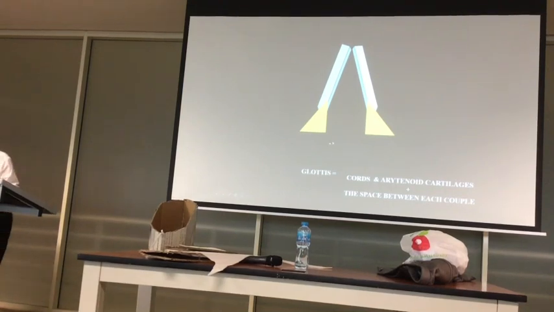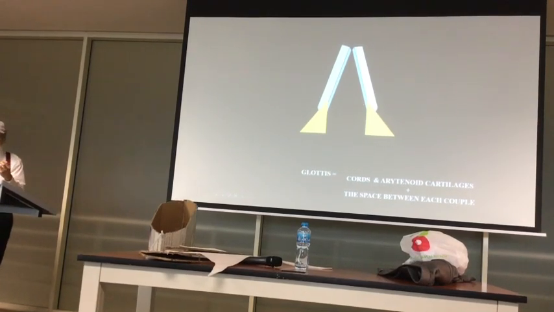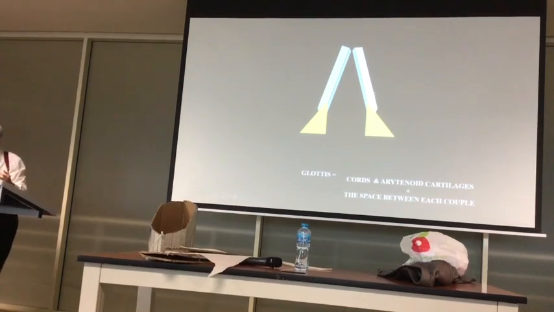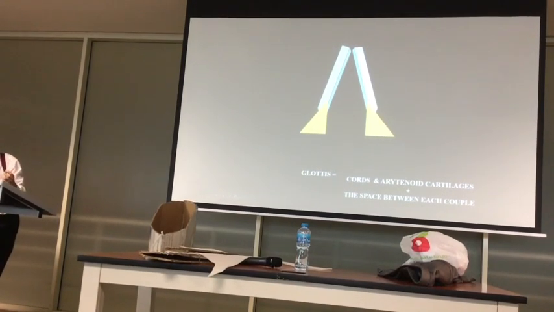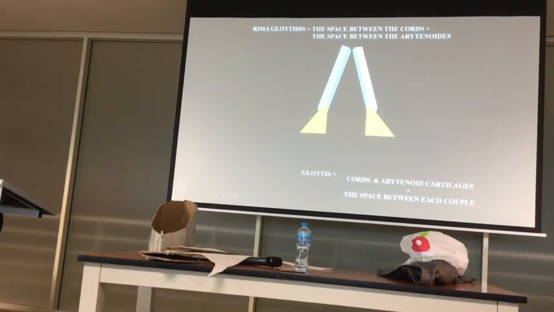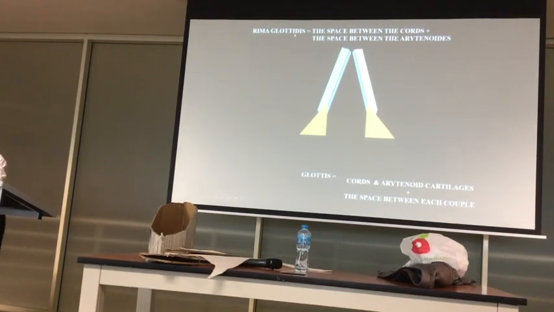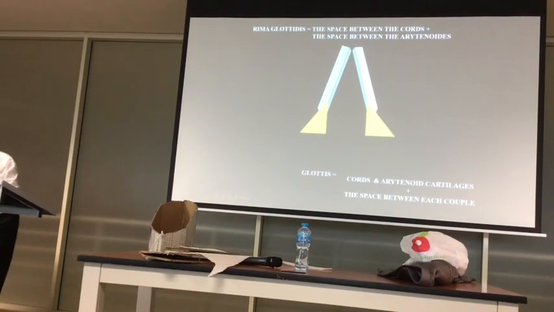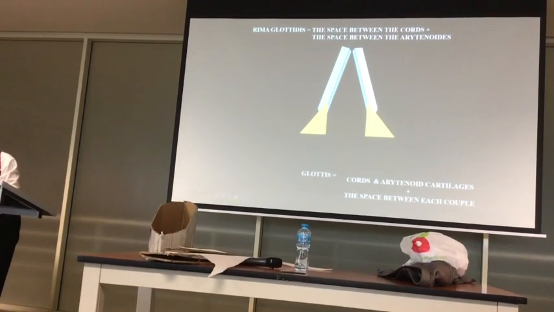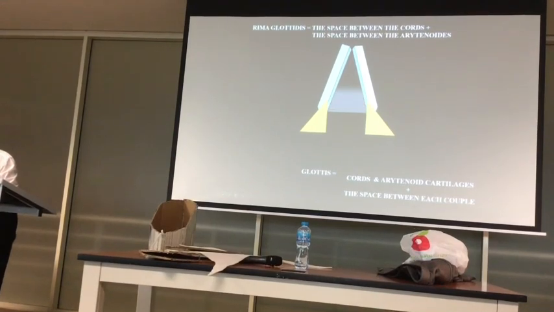What's the word glottis here? Glottis means cords and cartilage. The cartilage is arytenoid. So it is K and K, anteriorly cords and cartilage. Are you following? This is the glottis. Then rima glottidis is the space between the K and the K, the cords and the cartilage.